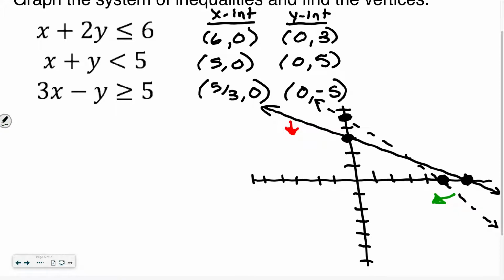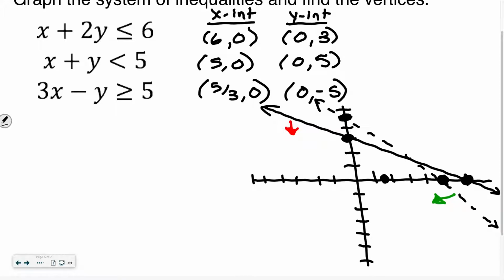Can you tell my overlap is going to be underneath this solid line and to the left of the dashed line? That's where my overlap is so far. Okay. All right, last one. When you're plotting 5/3 as your x-intercept, you're just going to put it closer to 2 than 1, right? It's in between the two.